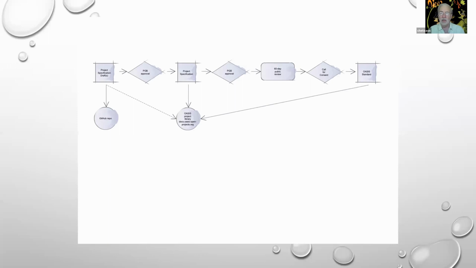So at the end of the 60-day public review, if you've had comments and feedback, we've got a mechanism for what you need to do then to respond to those. And if you don't have any, that's fine. At a certain point after that, we put it out to the OASIS membership as a whole with a call for consent to make it an OASIS standard.